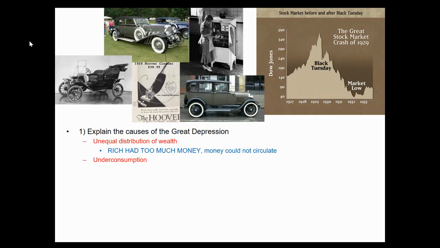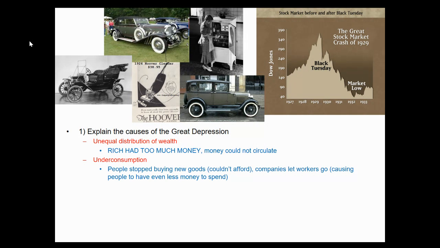Another problem that's going to happen by the late 20s is underconsumption. All those items at the beginning of the 20s that Americans could afford with credit, all of a sudden they could not afford those anymore because they were putting their money back into their credit. Their wages did not go up. So what ended up happening is that companies started letting workers go, causing people to have even less money to spend and creating a circular effect of less money, less consumption.